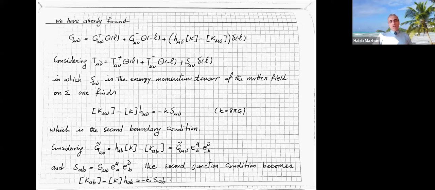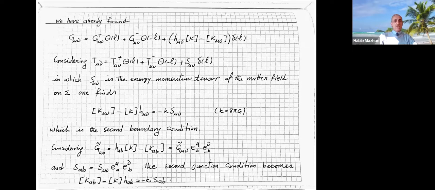After we find the projection of K mu nu and of course H mu nu on the hypersurface, we finally find the second junction condition: K_AB minus K H_AB equals minus K S_AB. Here we see that both the second fundamental form and its trace are not supposed to be continuous. We also already observed that even R is not supposed to be continuous, and R mu nu also is not supposed to be continuous, and the Riemann tensor also.